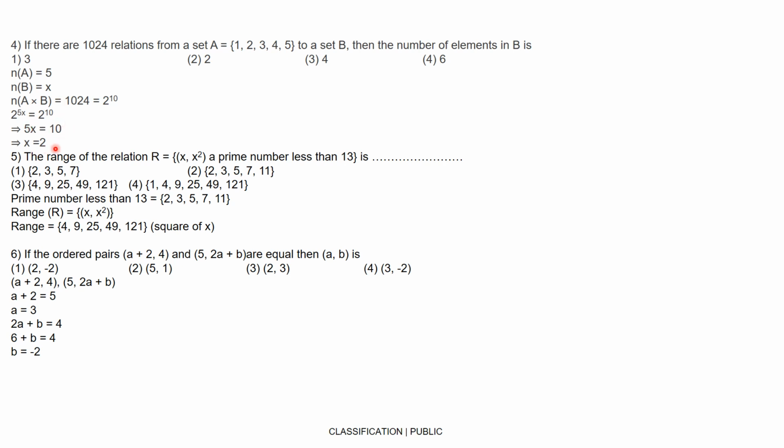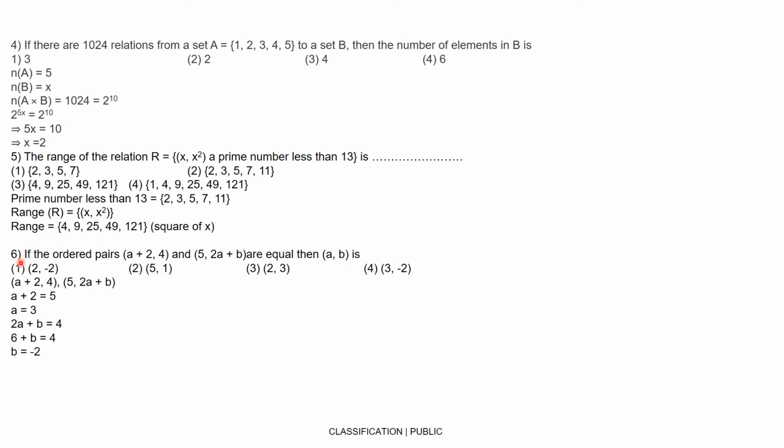Clear? Next, the range of the relation R equal to {(x, x squared)}. What is x? Prime numbers less than 30. What are the numbers? 2, 3, 5, 7, 11. So what are the squares? 4, 3 square 9, 25, 49 and 121. So which option? Okay, third option. Clear? Shall we go to the next?